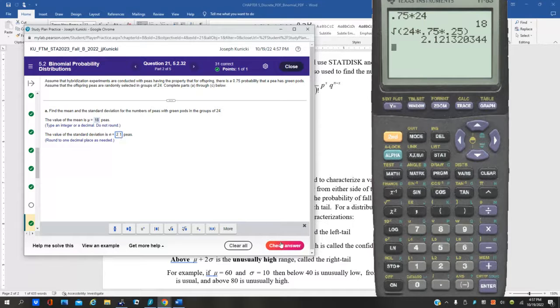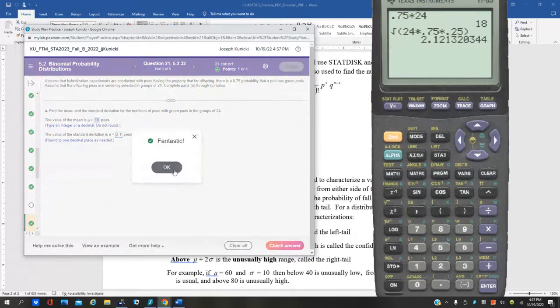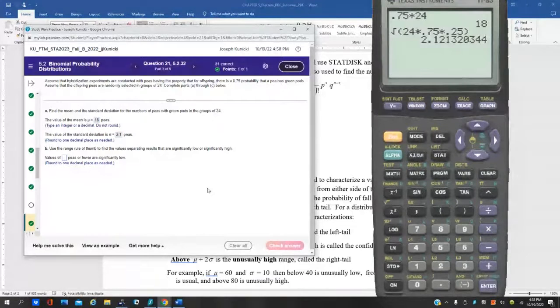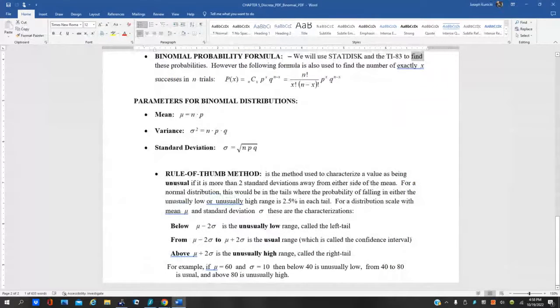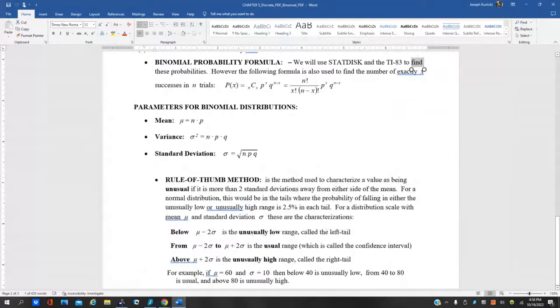And then they want the rule of thumb. Well, the rule of thumb, if you look at the handout once again, there it is at the bottom. It's plus or minus 2 standard deviations. So the lower limit is mu minus 2 sigma, and the upper limit is mu plus 2 sigma. And in between is your 95% confidence interval, so to speak.